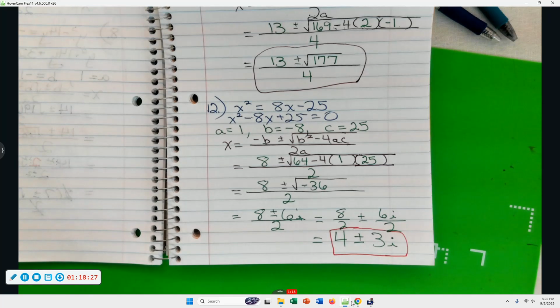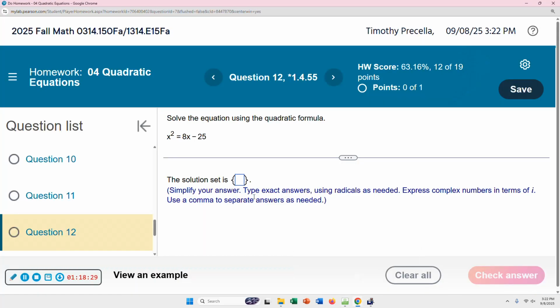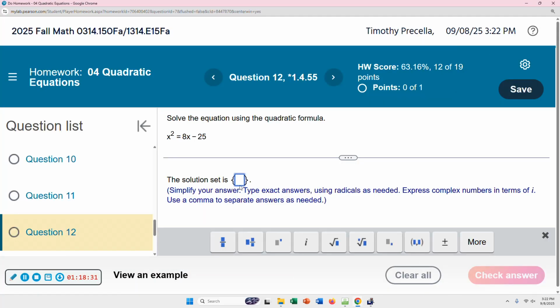Okay, let me type it in. 4 plus or minus 3i.